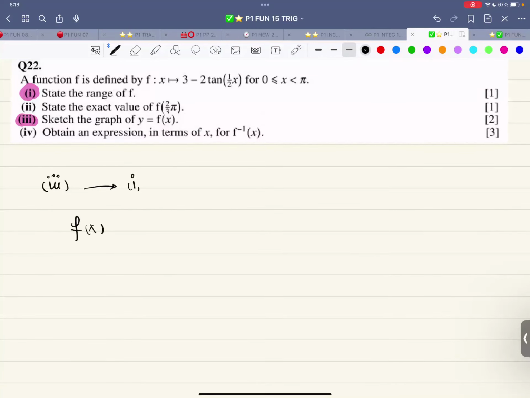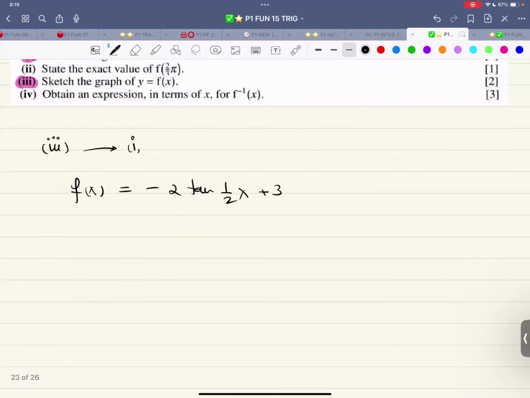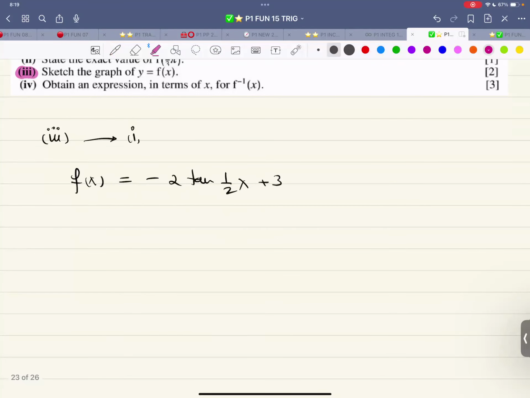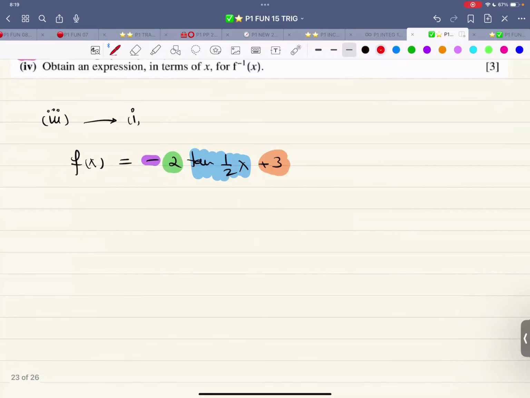f(x) is equal to minus 2 tan(half x) plus 3. First things first, let's start underlining. I'm interested in tan(half x). I'm interested in doubling it. I'm interested in flipping it. And then I'm interested in adding a 3. So when we talk about tan(half x), that means half cycle.